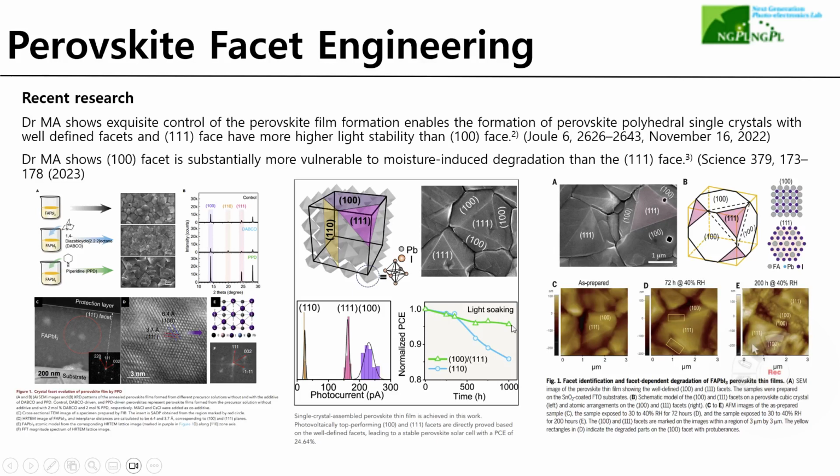And this graph shows the light stability of perovskite 111 facet structure mixed with 100 facet structure. And Dr. Ma also shows that the 100 facet is substantially more vulnerable to moisture-induced degradation than the 111 facet. To develop this paper, this group shows that the 111 facet has more moisture stability than the perovskite 100 facet.